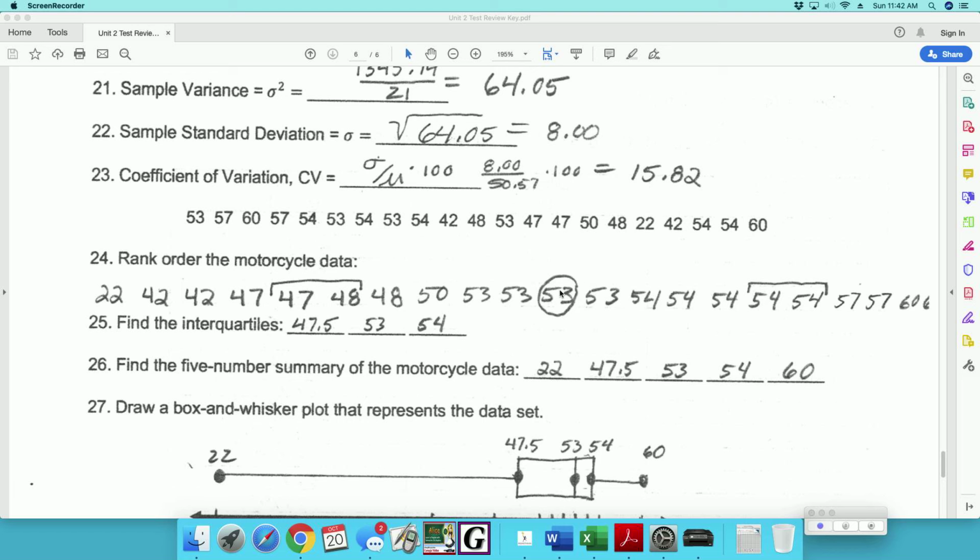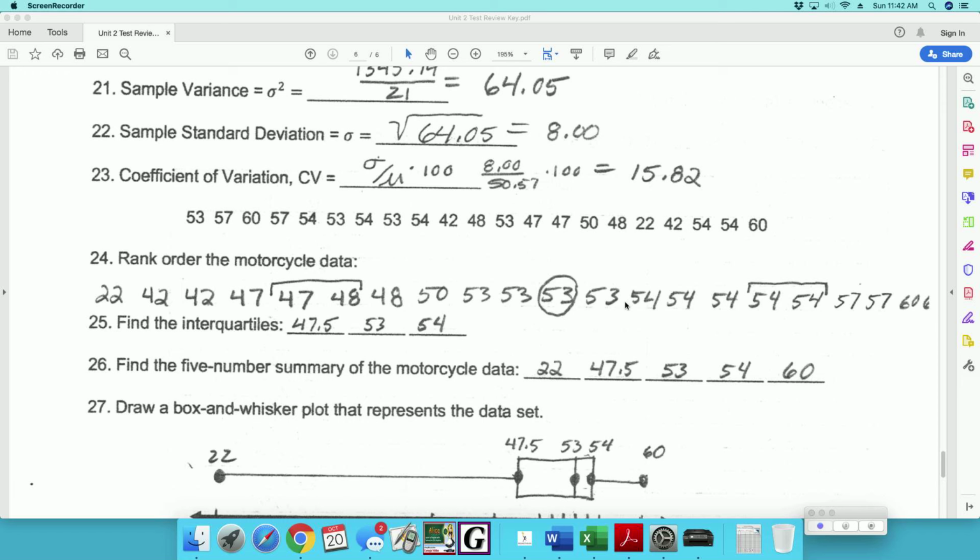Do 21 divided by 2, which is 10.5, which means the 11th element is our quartile 2. So we go 1, 2, 3, 4, 5, 6, 7, 8, 9, 10, 11. 53 is quartile 2. Quartile 1 is halfway in between. There are 10 elements, so that means quartile 1 is going to be the average of the 5th and 6th element. So 47 and 48 is 47.5.